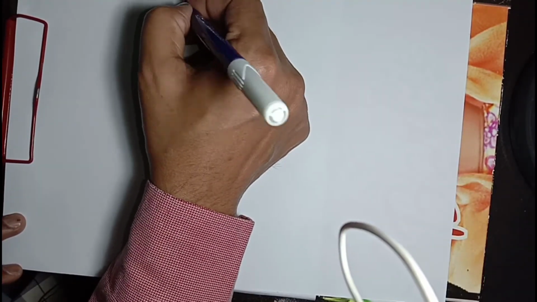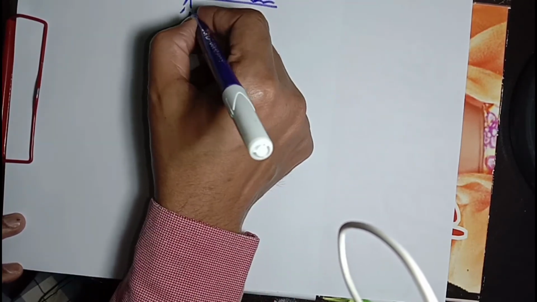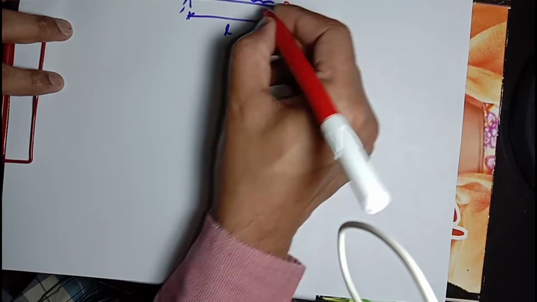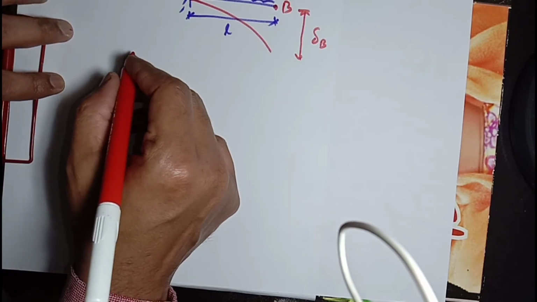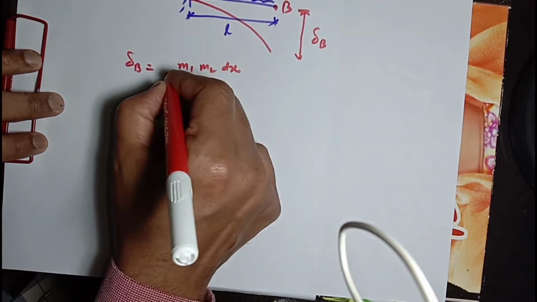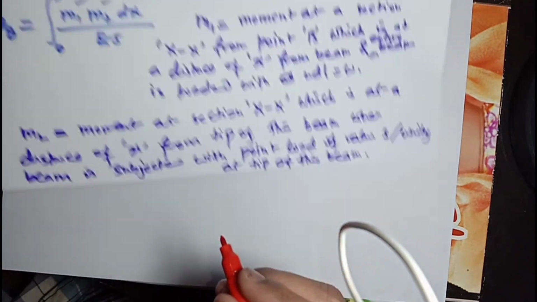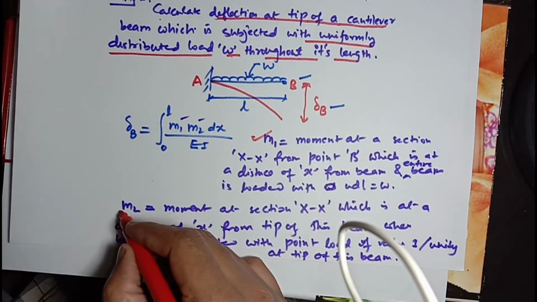Now, this is the problem statement. Beam is loaded with UDL W, its length is L, and our objective is to find out deflection at point B, which is delta B. We have also written an expression for delta B as delta B equal to integral 0 to L of M1 M2 dx divided by EI. And in this, I have explained with a statement what is M1 and what is M2.